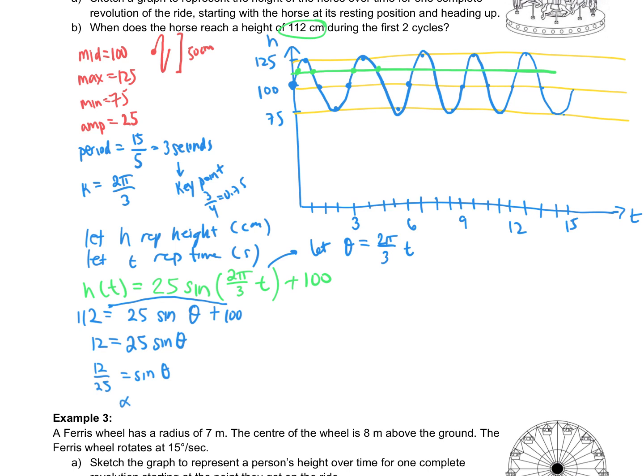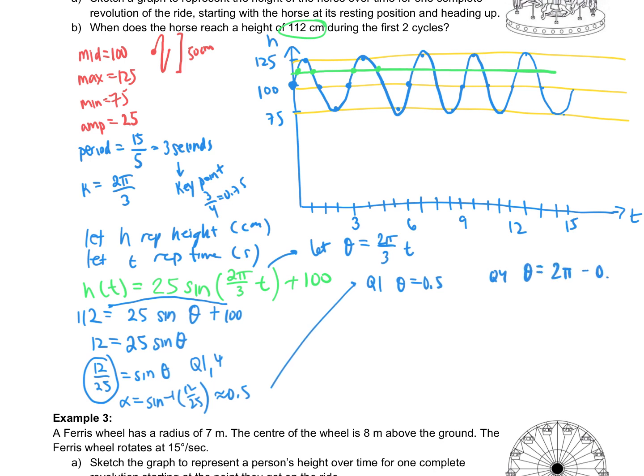I'm going to take a sine inverse to find alpha. And I also see that my ratio is positive, which means sine is positive in quadrants 1 and 4. Now when I take sine inverse of 12 over 25, I get approximately 0.5. So in quadrant 1, theta is 0.5. In quadrant 4, theta is 2 pi minus 0.5, and that's approximately 2.64.